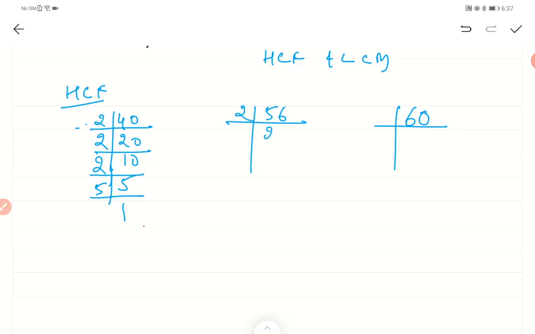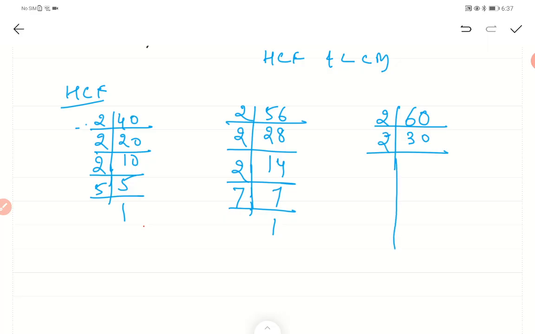For this, 2 2's are 4, 2 8's are 16, 2 1's is 2, 2 4's are 8, 2 7's are 14, and it will go by 7, that is 7 1's is 7. What about 60? 2 3's are 6, 2 1's is 2, 2 5's are 10... this 15 will not go by 2, by 3 it will go, yes. So 3 5's are 15 and 5 1's is 5. So until we get 1, you go on dividing.